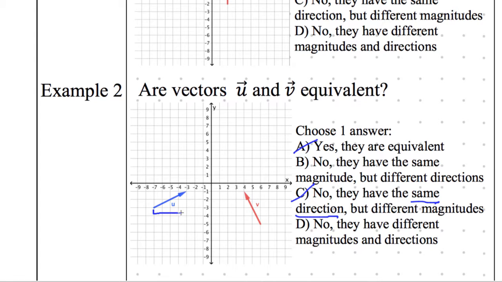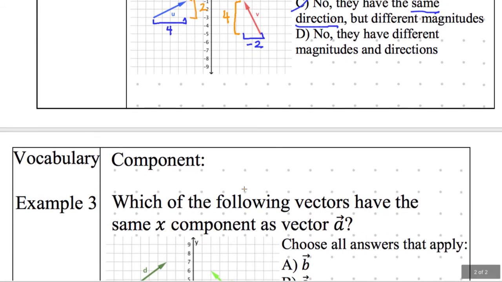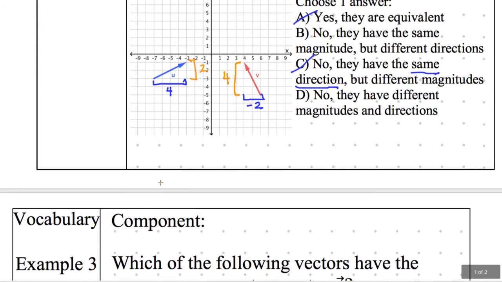So this length of u went over 4, and it went up 2. This one went left 2, so it went negative 2, and then it had a height of 4. What you're thinking about now is the components, and I'm about to talk about components on the next page if we flipped over to the back.